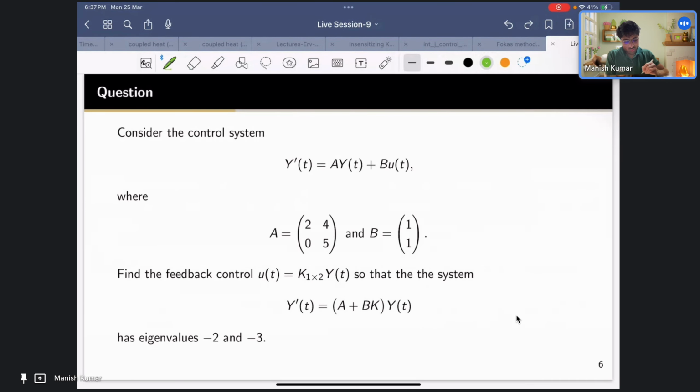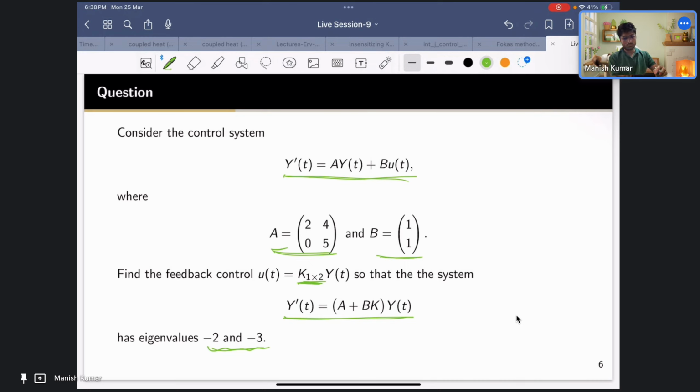Okay, now let us come to this question. Over here you have this kind of system where the matrices A and B are given by this. And again the question is to find a matrix K such that this matrix has eigenvalues -2 and -3. So you have to prove this. So basically you have to find the control, or in other words you have to find the matrix K. There is a process of finding this matrix K. We will follow that algorithm which is coming from the proof to get this matrix K.